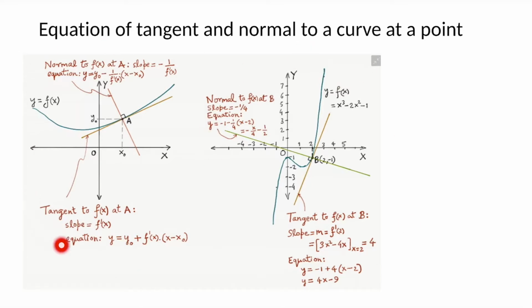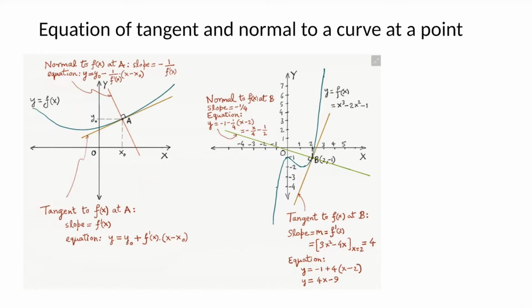I would request you to first focus on the left diagram that's shown here. Let's say that we have this curve of a given function y equals f(x), and our task is to find the equation of the tangent to this curve at a given point A. Further, we are required to find the equation of the normal to this curve at the same point A. The definition of the normal is that it is perpendicular to the tangent on the curve. Now let's first talk about the tangent.